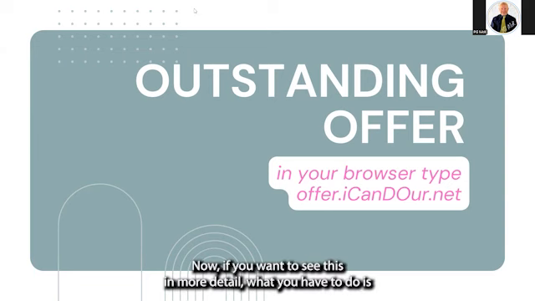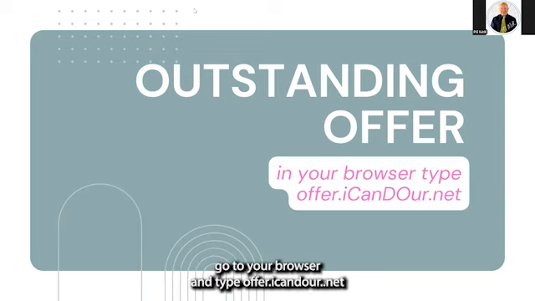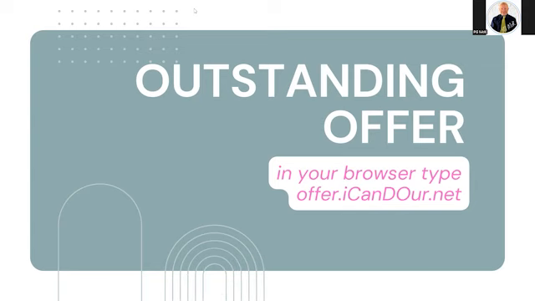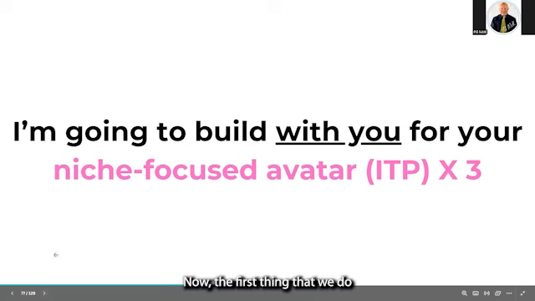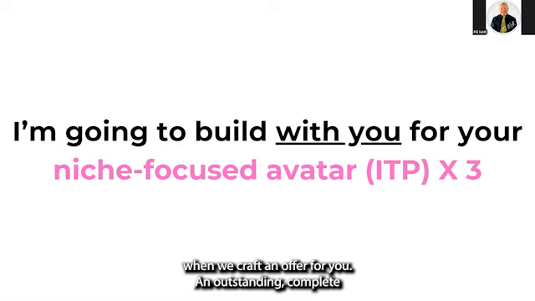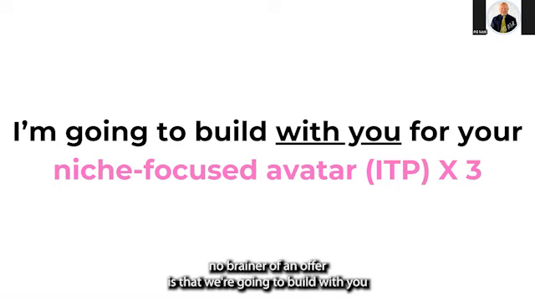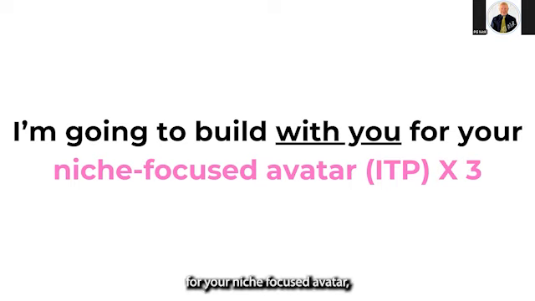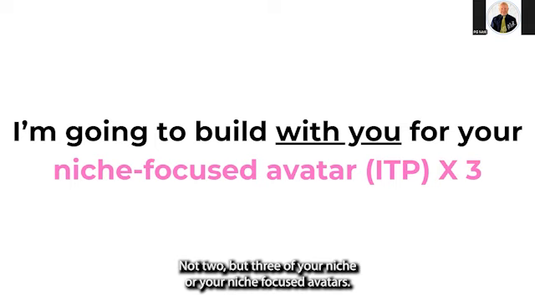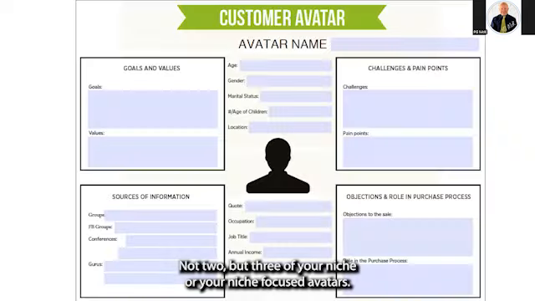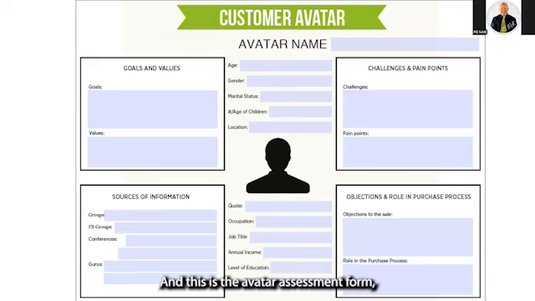Now, if you want to see this in more detail, what you have to do is go to your browser and type offer.icandor.net. Now, the first thing that we do when we craft an offer for you, an outstanding, complete no-brainer of an offer, is that we're going to build with you for not one of your niche-focused avatars, not two, but three of your niche-focused avatars. And this is the avatar assessment form, which you will fill in.